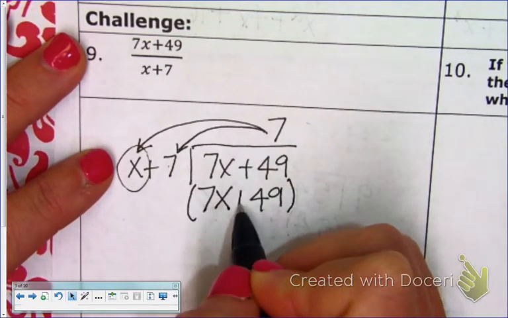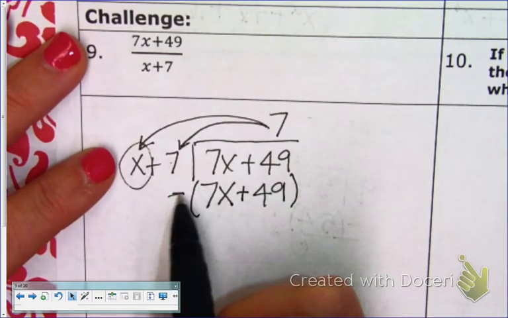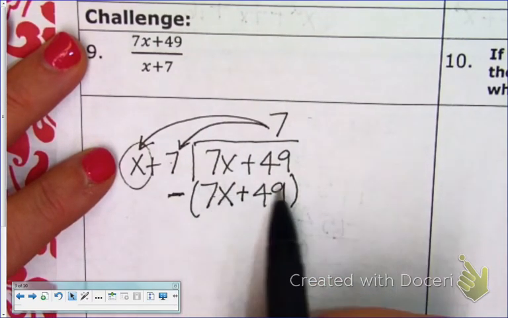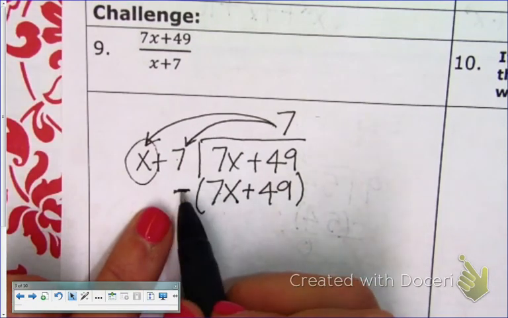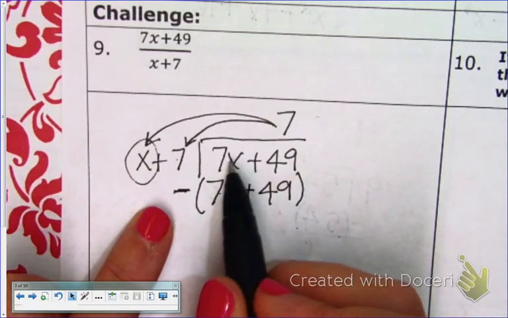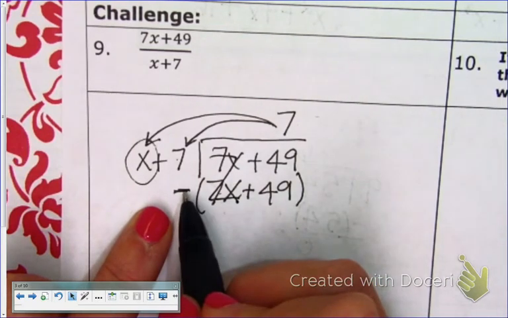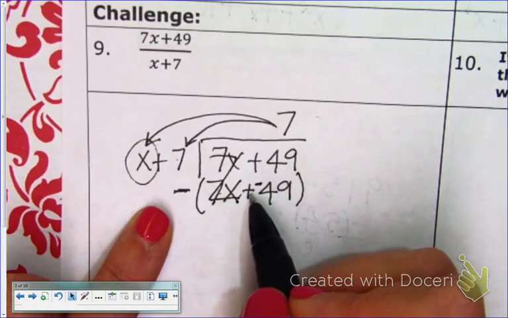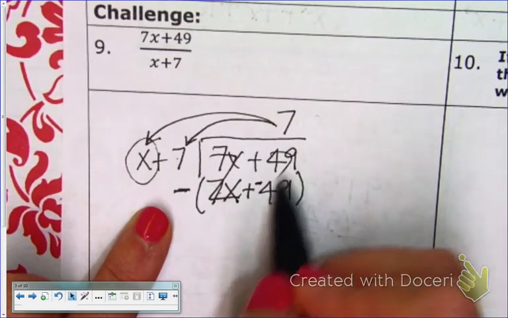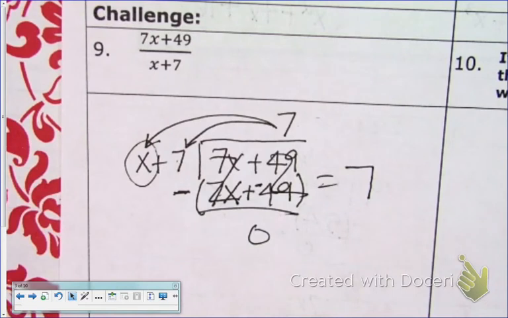Here's where I need you to make sure you put your parentheses, because this minus sign changes the signs of each one of these. So if I have this negative, 7x minus 7x is 0. But I have to distribute that negative here. So what is 49 plus a negative 49? 0. So your answer is 7. Okay. I got 7. That's confusing.